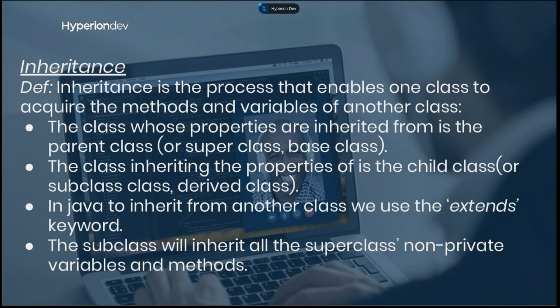And inheritance is defined as the process that enables one class to acquire the methods and variables of another class. And we refer to the class whose properties are inherited from as the parent class. And depending on who you're talking to or what language you're working with, it can also be called the superclass or the base class. And the class that is inheriting the properties is called the child class. And again, depending who you're talking to, can also be called the subclass or the derived class.